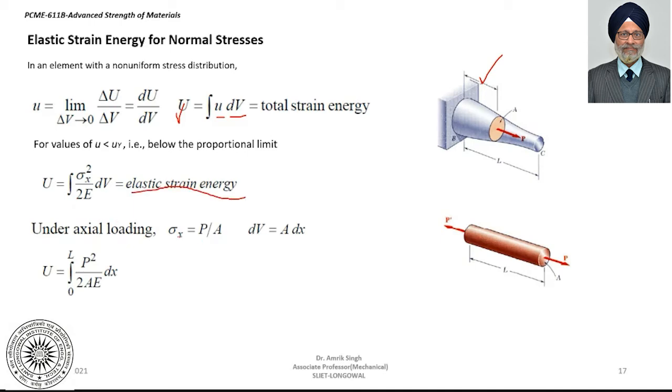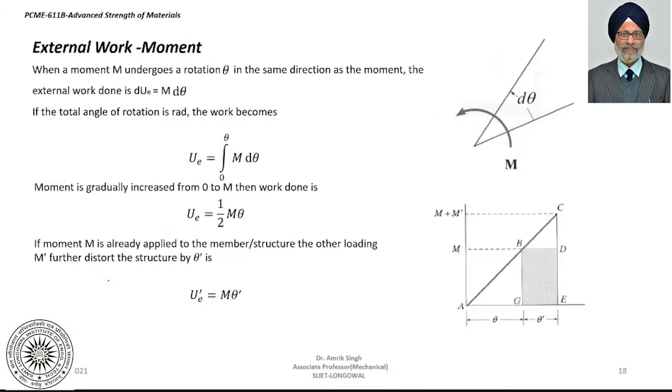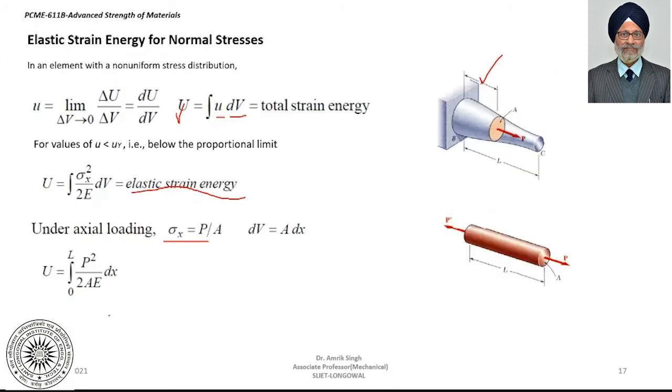So under the axial load, suppose this is there. So sigma x, you know, is P by A. So dV is equal to A into dx. If you take the x element here, dx is the change. So U is equal to the integral from 0 to L of P square upon 2AE dx. So this was in the case of the axial loading.